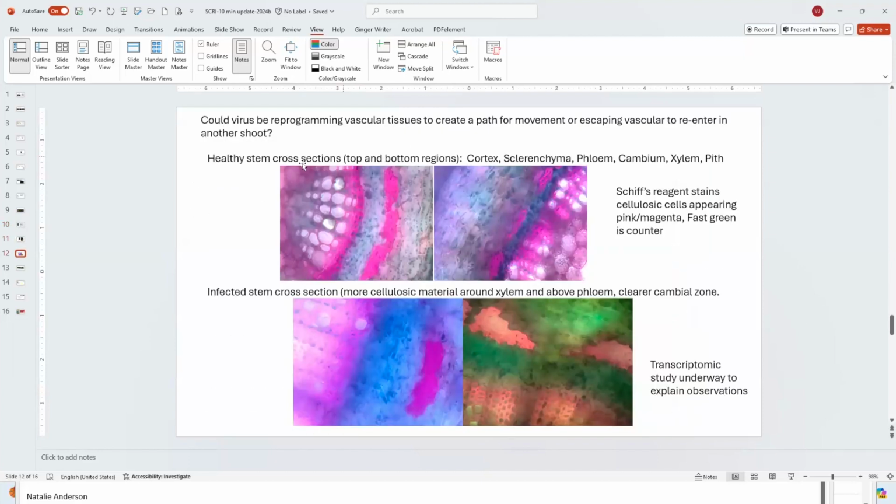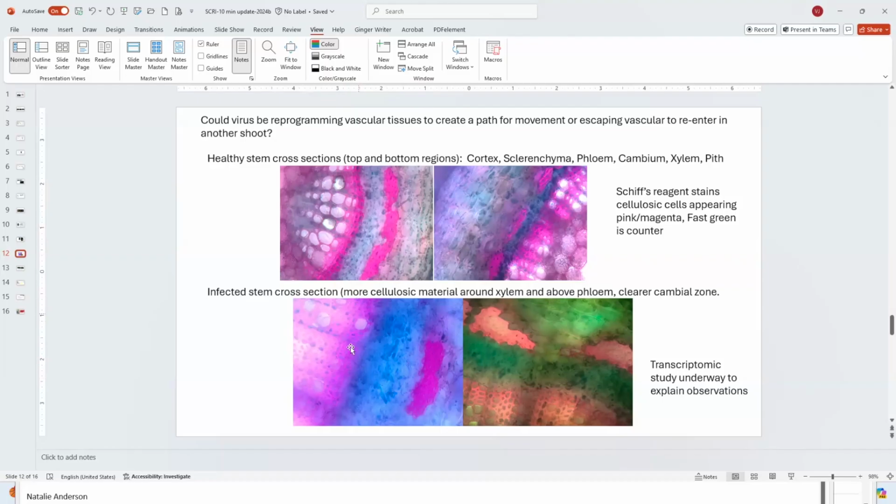So let's see. We also looked at cross sections of stems that we had inoculated. These are healthy stem cross sections, and at the bottom are infected stem cross sections. And we found some differences in the developmental expansion, the width of the phloem and the xylem. So here in blue between the two pink regions is the phloem tissue. In the healthy tissue, it's not as wide as in the infected tissue.